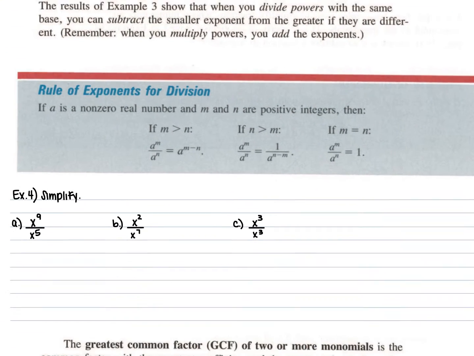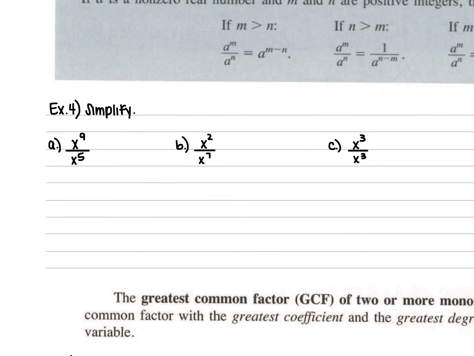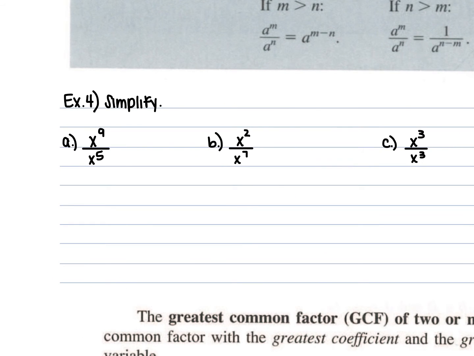For our next set of examples, we are still just simplifying. For example 4a, we have x to the 9th power over x to the 5th power. So again, our variables are the same in the numerator and the denominator. We keep the variable and we subtract those powers. 9 minus 5 is 4, so that's x to the 4th power.